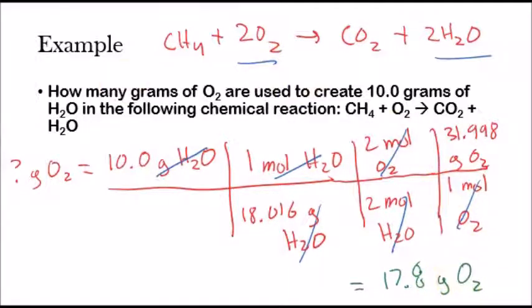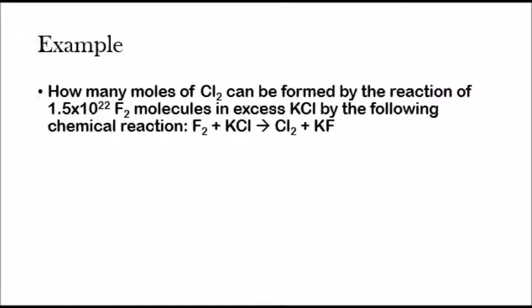Okay, let's do a last example here. How many moles of Cl2 can be formed by the reaction of 1.5 times 10 to the 22nd F2 molecules in excess KCl by the following chemical reaction? All right, so first things first, balance the chemical equation, okay?